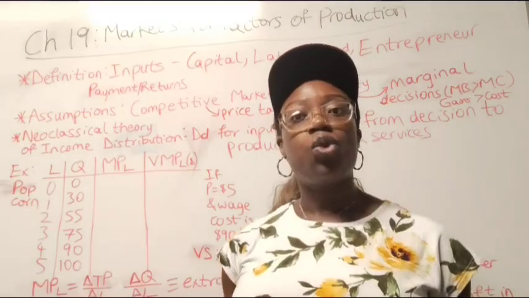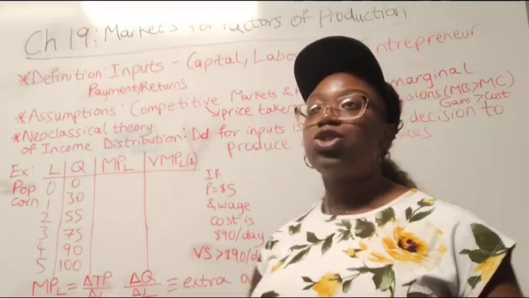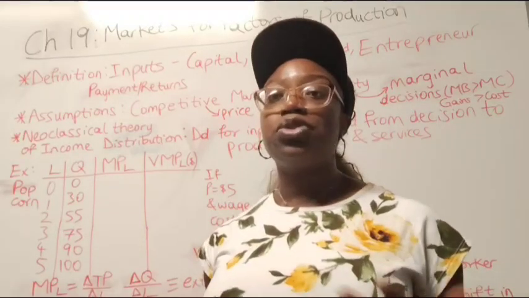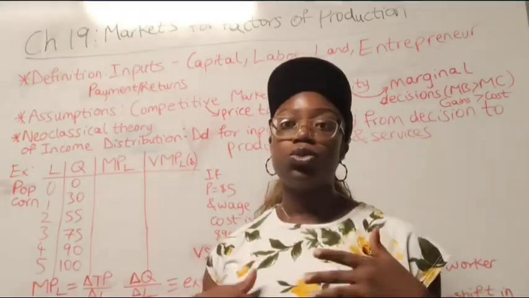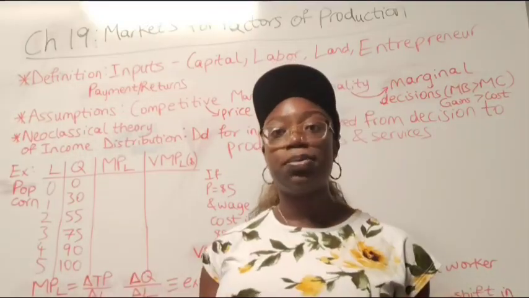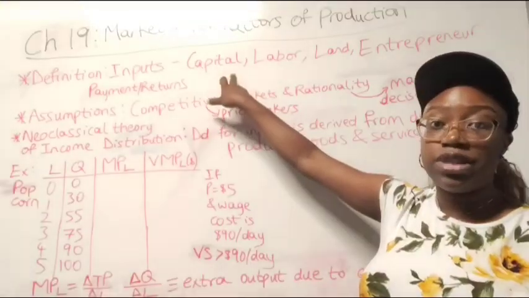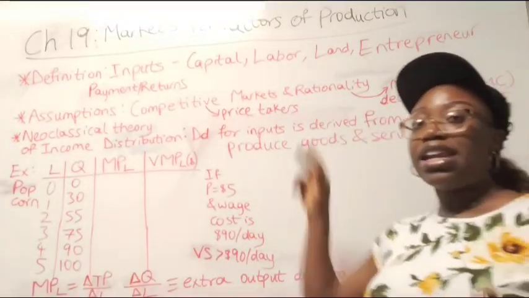To start off, what are factors of production? This simply refers to inputs. Inputs means the things that you put into a business in order to be able to produce goods and services, right? So we're referring to things like raw materials, which are the inputs. And the inputs, or the factors of production, come in different forms, including capital, land, labor, and entrepreneurship.